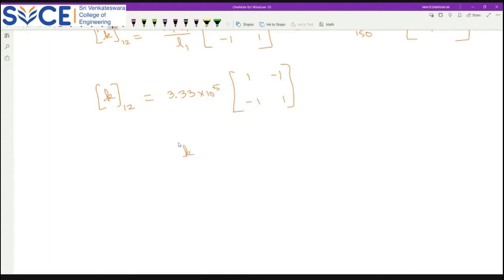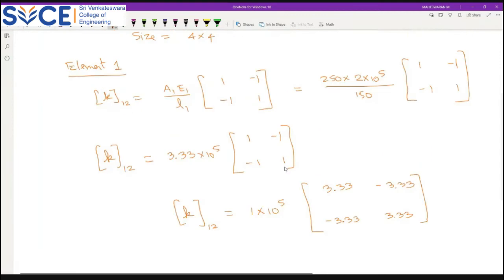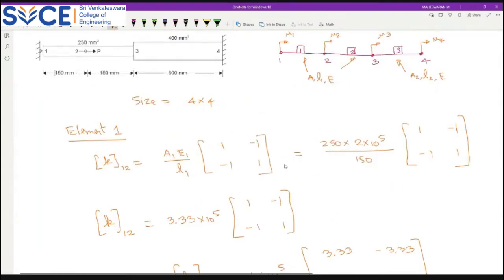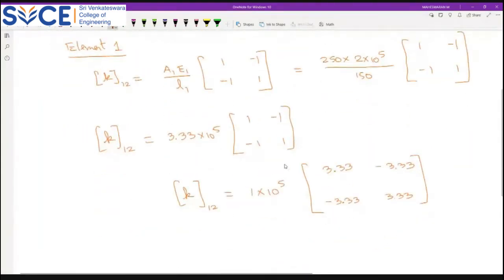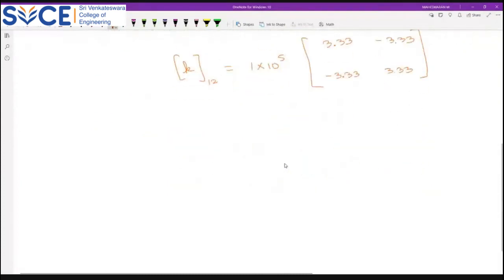So K12 will be equal to 1 into 10 power 5 of 3.33, minus 3.33, minus 3.33 and 3.33. This is my value, right? This is my part. Any doubt up to this? So this is for element 1. Right. Next, I will go for element 2.